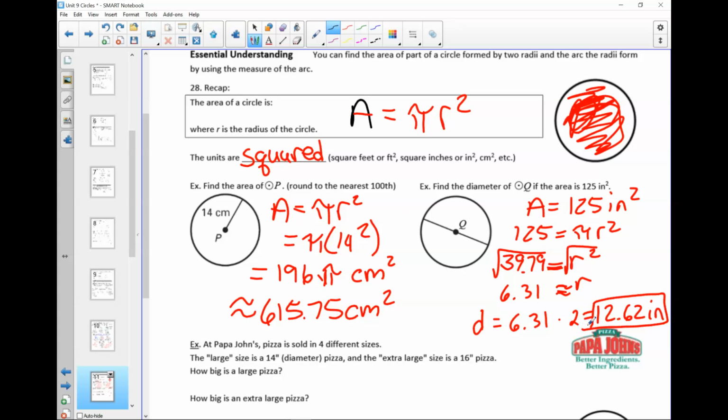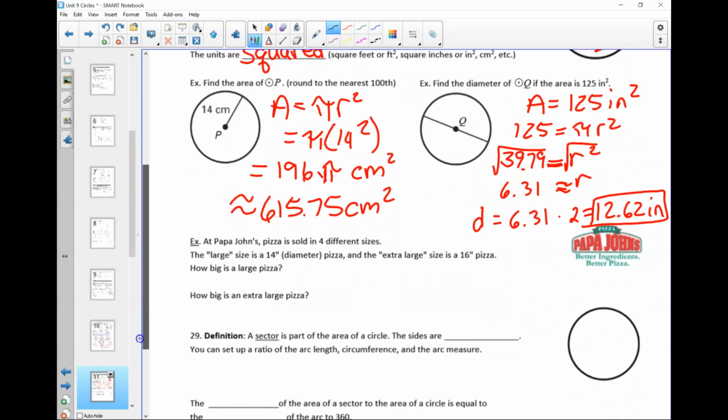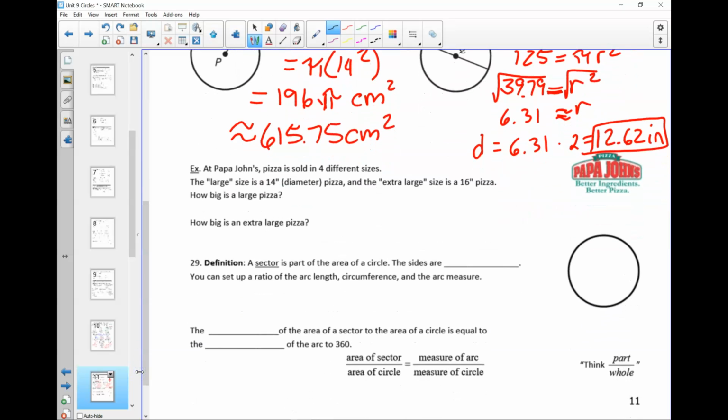Okay, so all of you eat pizza. At Papa John's, pizza is sold in 4 different sizes. The large size is a 14-inch pizza, and the extra large size is a 16-inch pizza. How big is a large pizza? Well, what we mean is what is the area. So the diameter is 14. We want to know the radius. Well, divide by 2. So r equals 7 for that pizza, and for the extra large, it'll be 8.